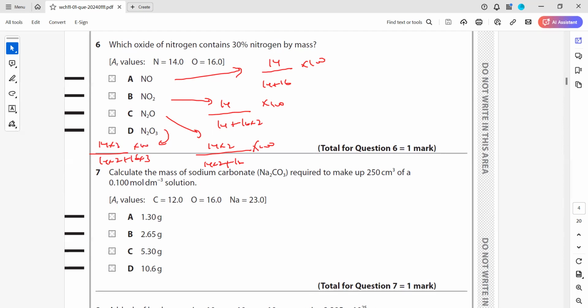So you have to check which one gives 30% nitrogen by mass. So it will match with option B, nitrogen dioxide.